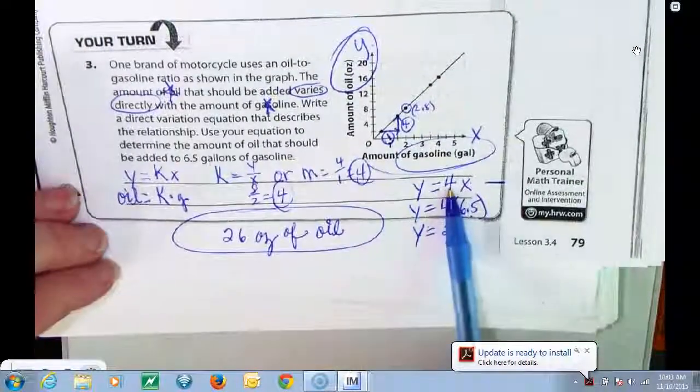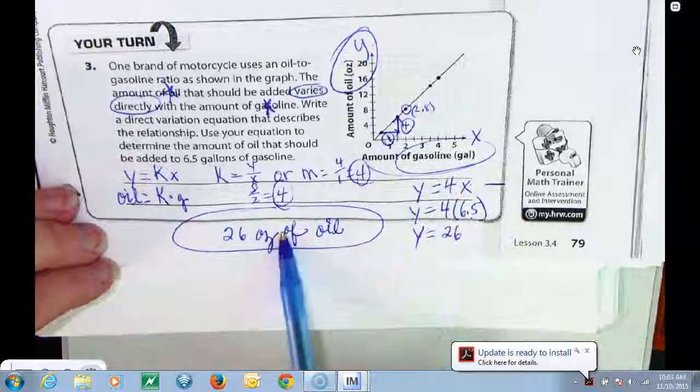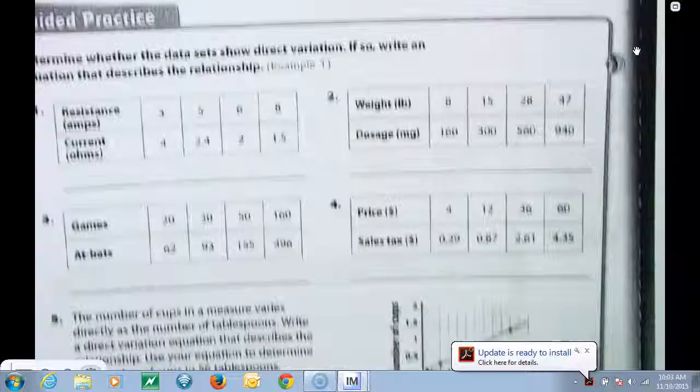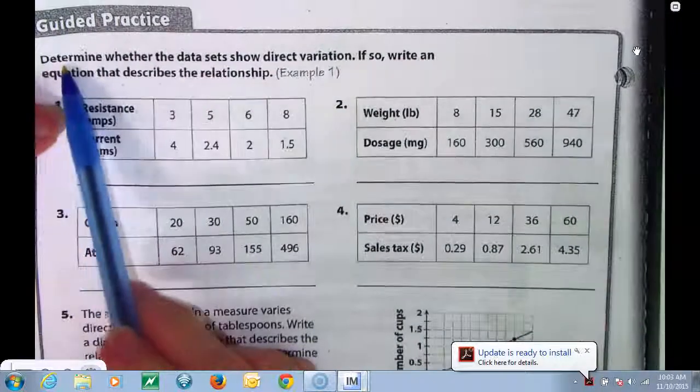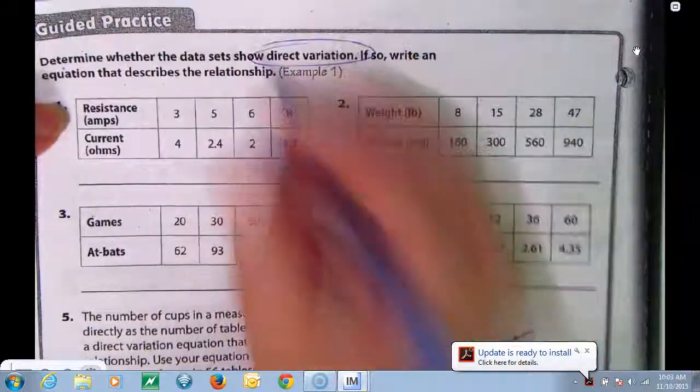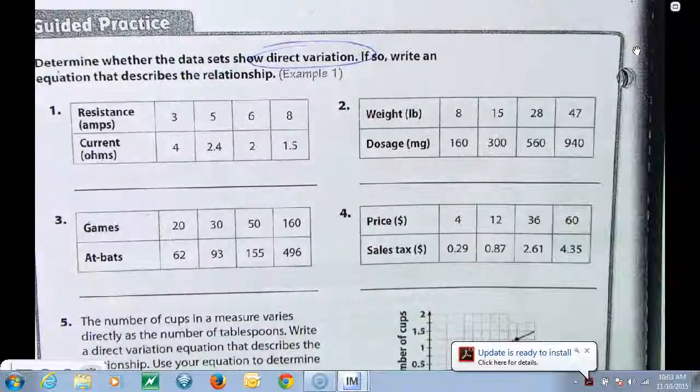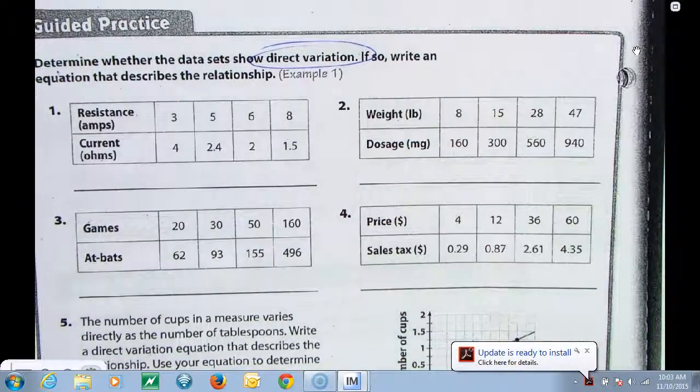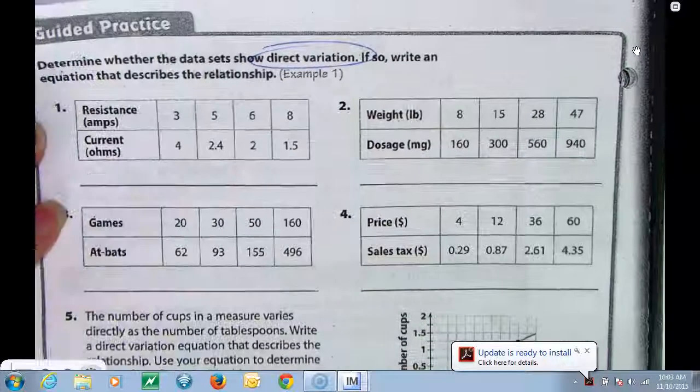Well, you got two answers, two steps: equation, answer. Okay, turn the page. Yeah, there were two answer questions. Okay, look at number 1. It says determine whether it shows direct variation. So we're trying to find out if it's what? Proportional or not. Good, go.